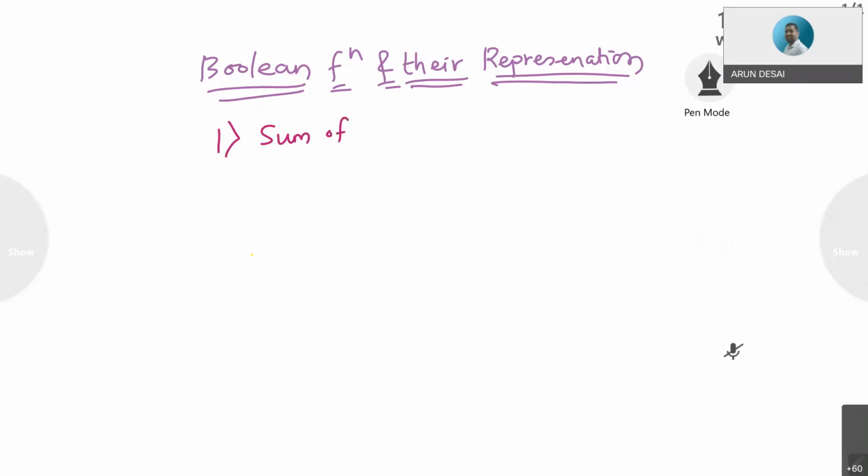Sum of product form, right? So first form is sum of products form. So this is the way to present your Boolean expression.